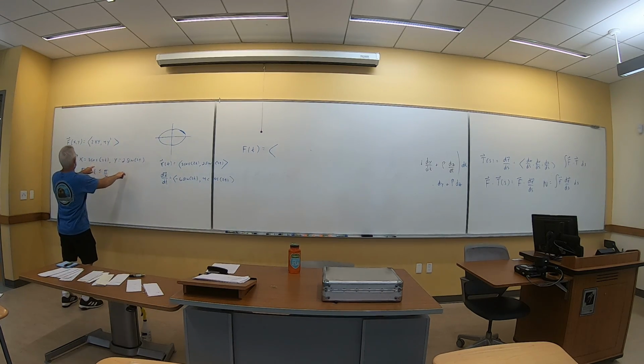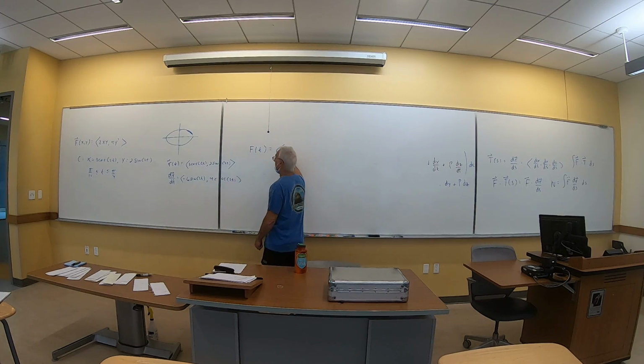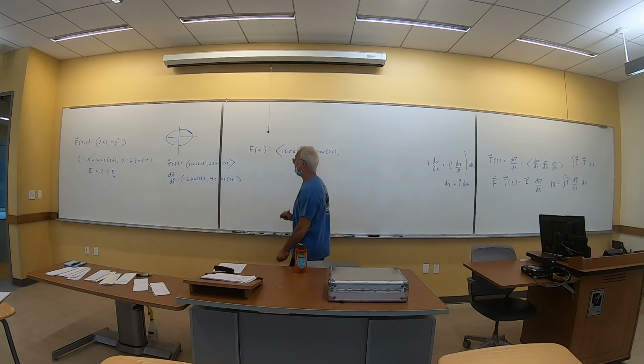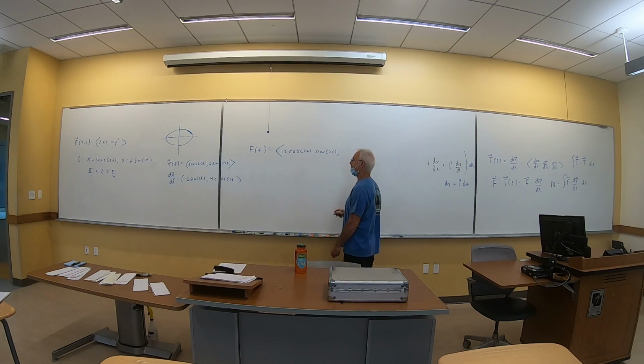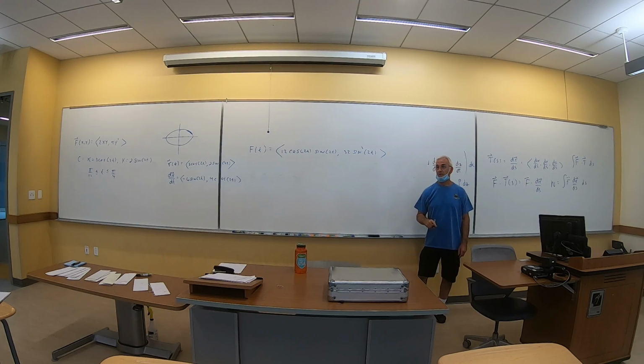So what have I got? I got 2 times X times Y, which would be 12 cosine 2t sine 2t. So 12 cos 2t sine 2t. And then 4y cubed. What will that be? 32 sine cubed of 2t. Beautiful.